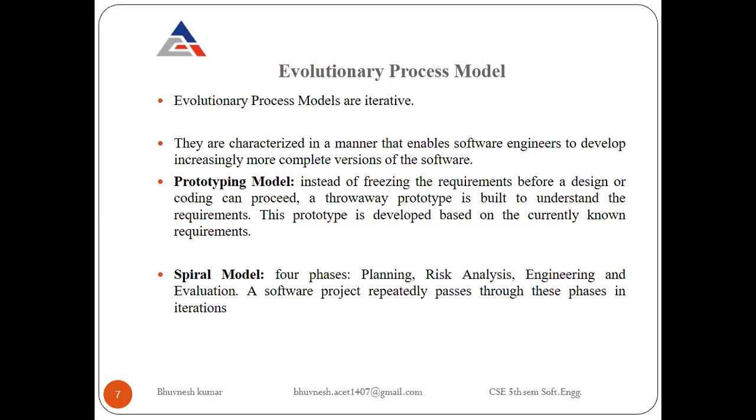Next is your spiral model. In the spiral model, there are four phases. The four quadrants that I have explained: first quadrant, second, third, and fourth. These are the phases in your spiral model. There is planning, risk analysis, engineering, meaning coding, and evaluation. Evaluation means proper checking and proper testing. This is the best approach to develop your product.